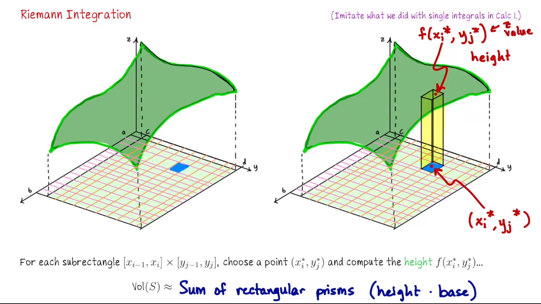I want to emphasize here that f is scalar valued, so I'm pointing at a point which has an x, y, and z coordinate, but f of xi star, yj star is the z value of that coordinate, so that's the height of this point over the xy plane.